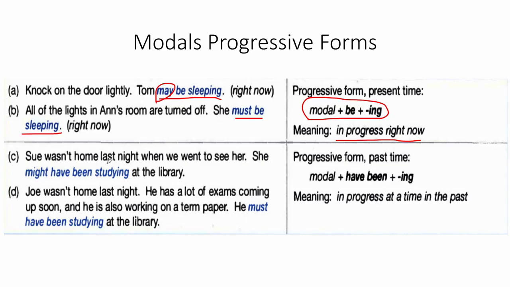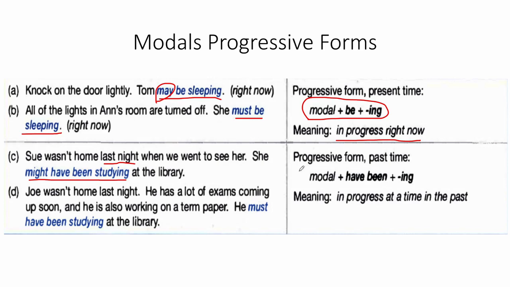Sue wasn't home last night when we went to see her. She might have been studying. Now, in these examples, we talked about progressive forms in the present. Tom may be sleeping right now. She must be sleeping right now. Progressive forms of modals in the present. Now, here we have an example of progressive form of modals in the past. Sue wasn't home last night when we went to see her. So our guess is that she might have been studying at the library.